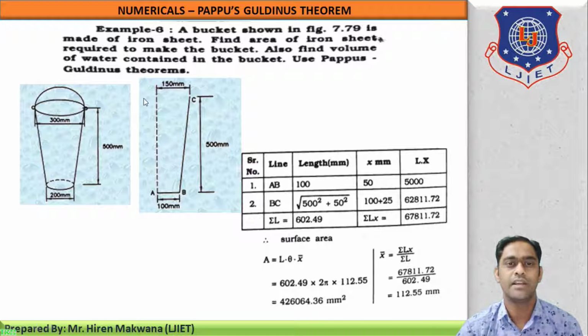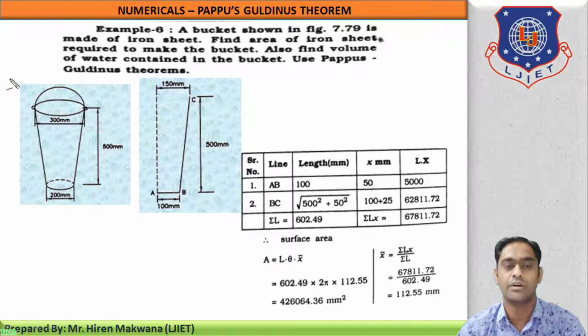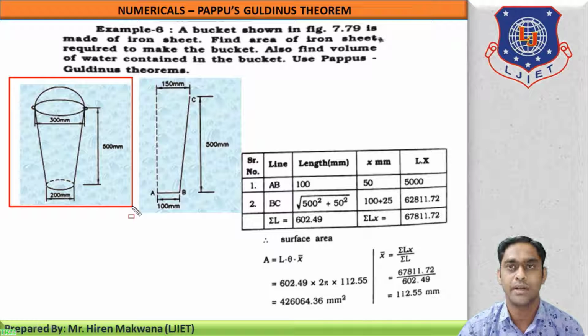Let us see the numerical given over here. Example number 6. A bucket shown in figure is made of iron sheet. Find area of iron sheet required to make the bucket. Also find volume of water contained in the bucket. So what we have to calculate? We actually have to calculate the area of metal sheet, iron sheet, required to make the bucket.